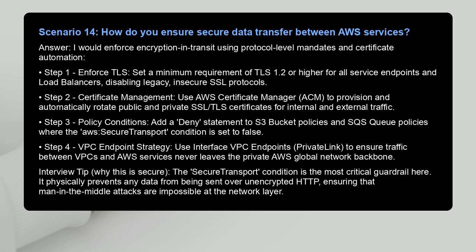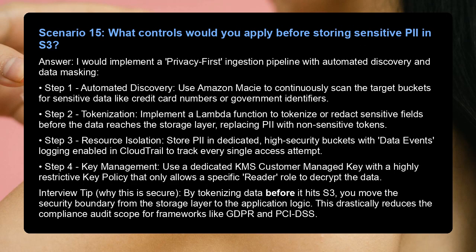Interview tip: why this is secure. The SecureTransport condition is the most critical guardrail here. It physically prevents any data from being sent over unencrypted HTTP, ensuring that man-in-the-middle attacks are impossible at the network layer. Scenario 15. What controls would you apply before storing sensitive PII in S3? Answer: I would implement a privacy-first ingestion pipeline with automated discovery and data masking.